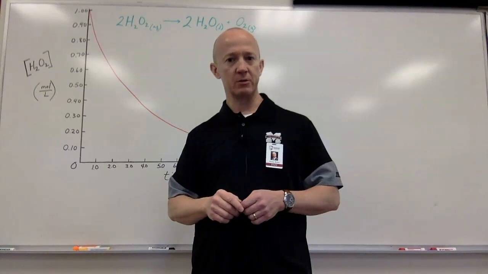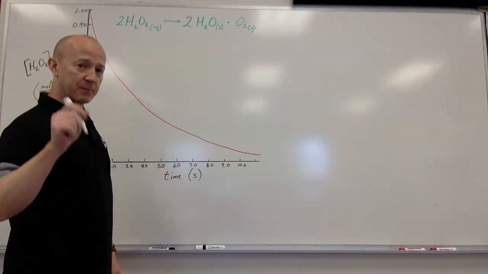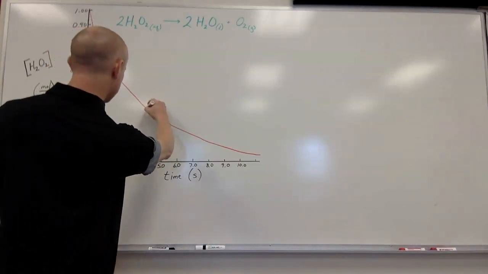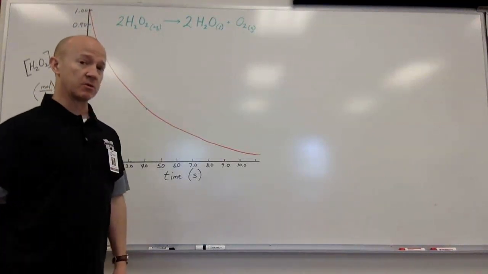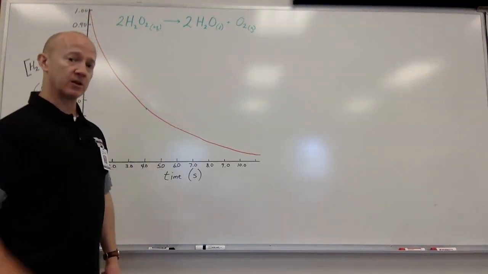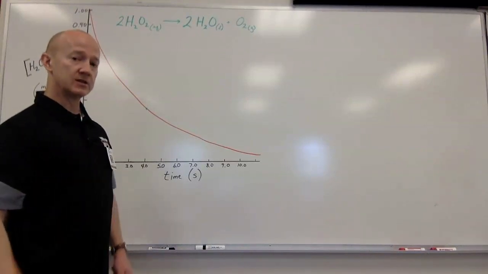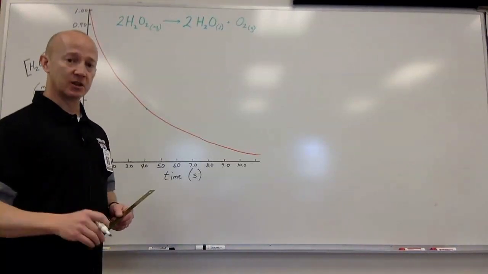And here's how we can do it. Let's say I want to find the rate at a particular point. I'm going to do it at 4 seconds in. So this point right here. How can I determine what the rate is at that point right there, the instantaneous rate at 4 seconds? The way I can do it is I can make what's called a tangent line.